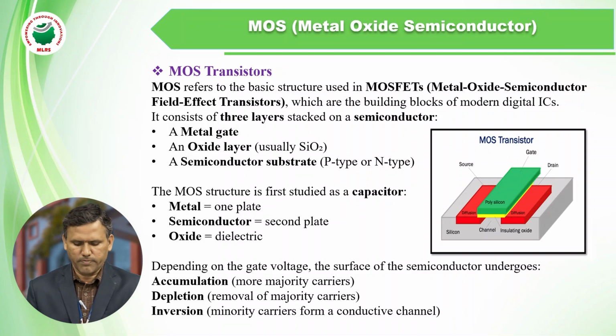Accumulation means more majority charge carriers. Depletion means removal of majority charge carriers. Inversion means minority carriers form a conductive channel.